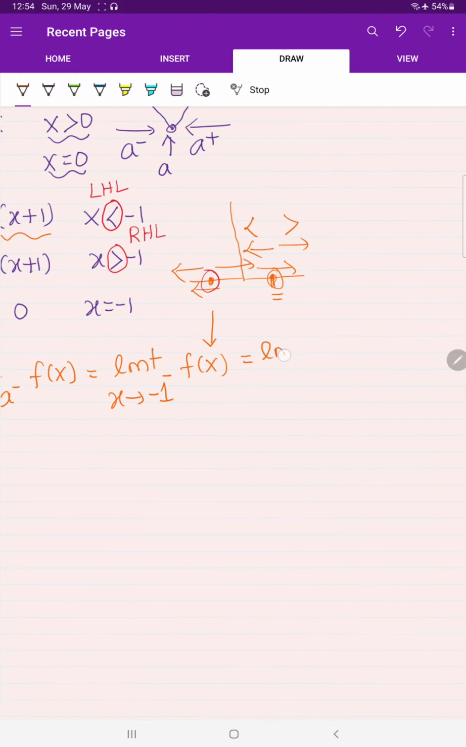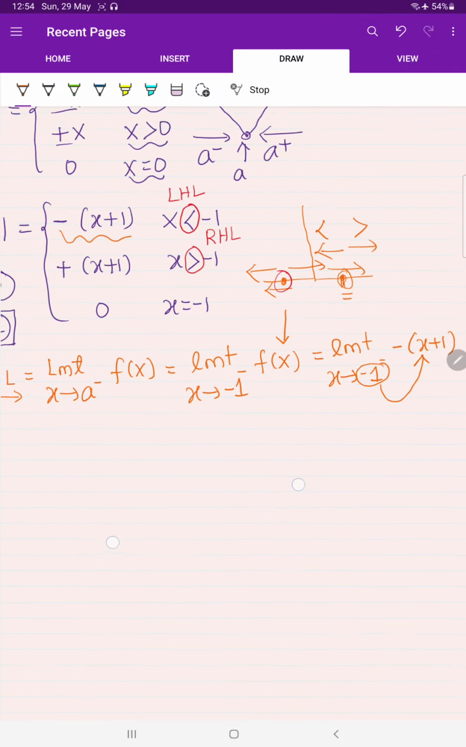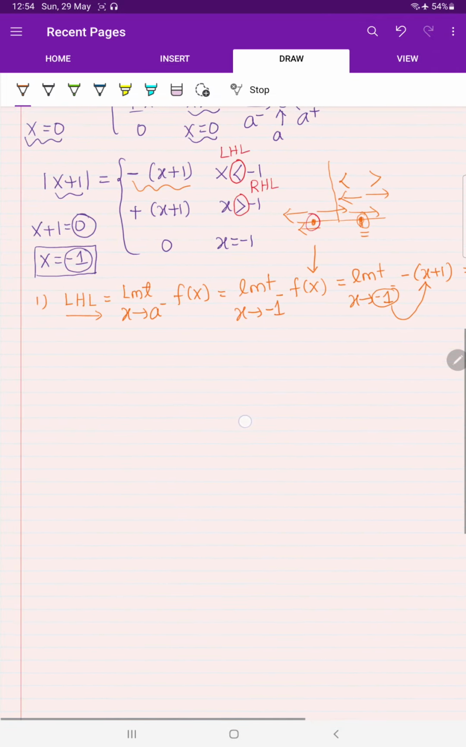Let us substitute that. Limit as x approaches minus 1, undoubtedly, where f of x is minus x plus 1. Can you please substitute the value? If I substitute minus 1 in place of x, you will get minus of 1 plus 1, which is 0, and minus of 0 is 0 only. So, we found successfully the value of the left hand side limit.